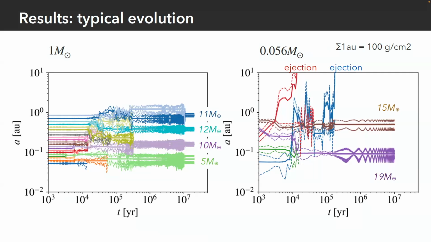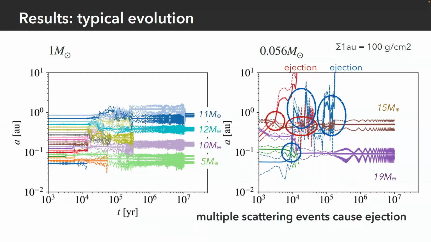And this is the case for the lower mass stars. As you can easily see, there are two ejections. The planets are ejected, and finally only 2 planets are formed. They experience very drastic dynamical evolution, and this ejection is caused by multiple scattering events.